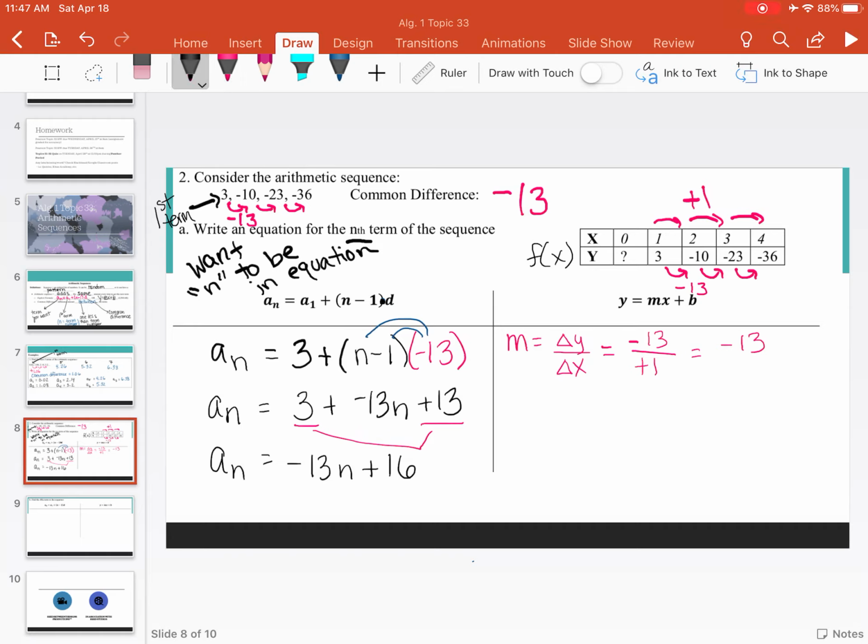So now we can write our template for our slope-intercept form of this explicit equation. So y equals negative 13x plus b. Now what we want to find here is b. We want to find the y-intercept. We know that our y-intercept is whenever x equals 0. So the y value here, or the 0th term, will tell us our y-intercept.